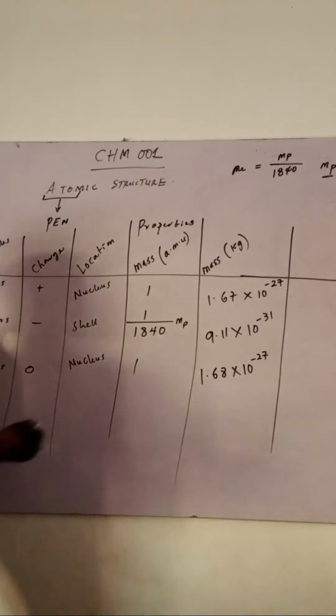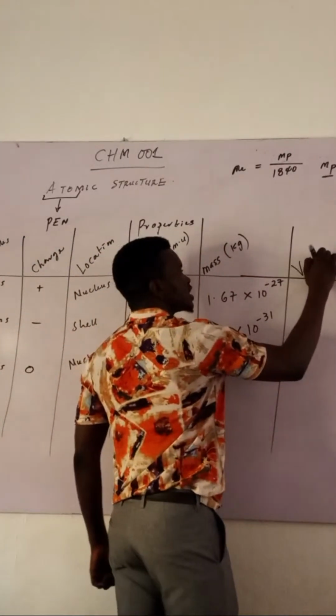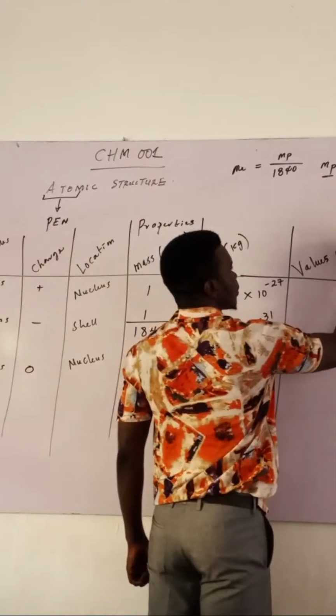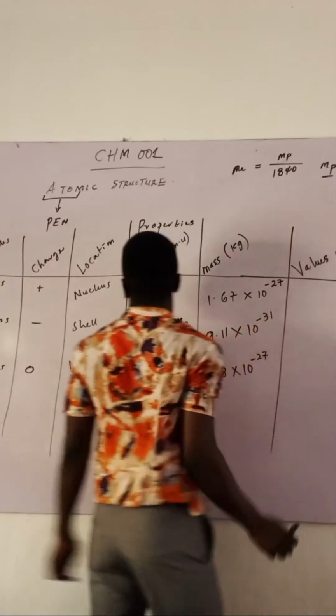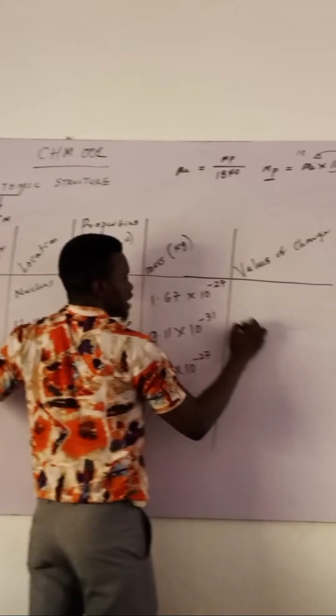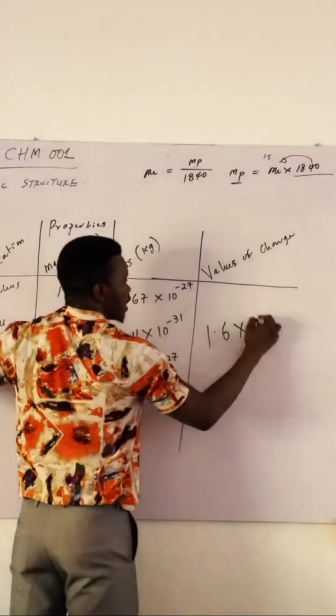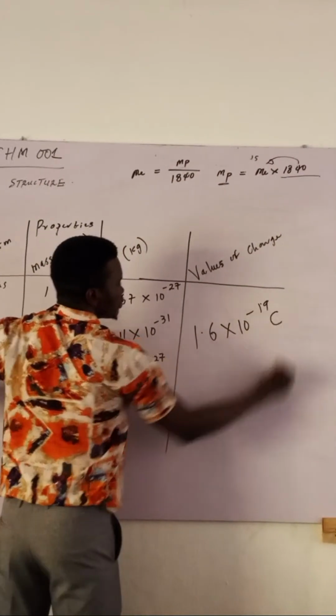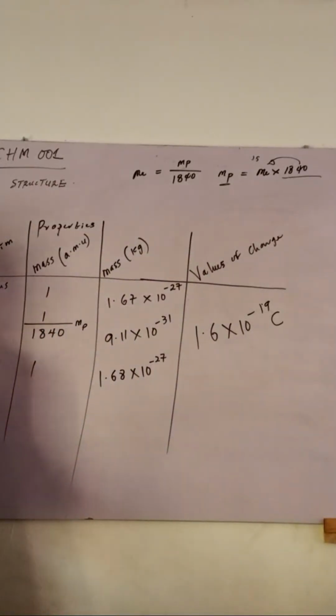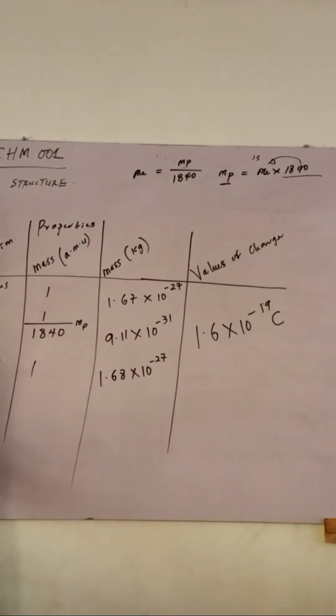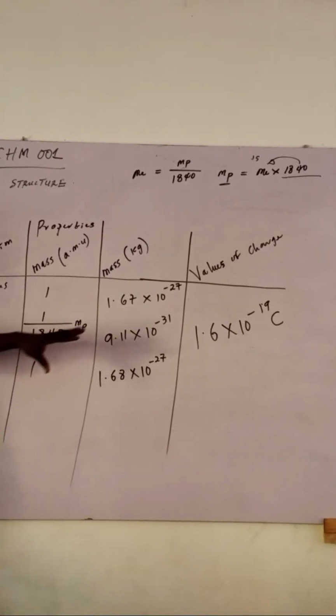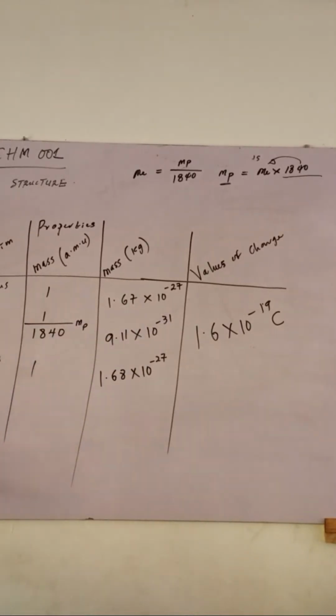But for the values of the charge, you need to note something. Proton and electron, their charge is 1.6 times 10 raised to minus 19 coulomb. There are some calculations you might be doing later where you will need all of these values, so you have to know them offhand. So these are the properties of the subatomic particles. Remember, neutron has no charge, so you can't give it a value. So now, can we move on?